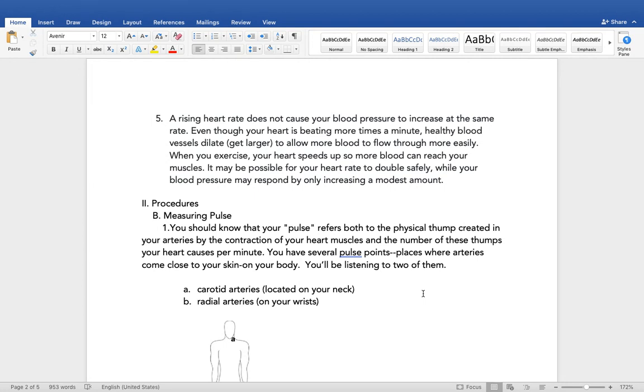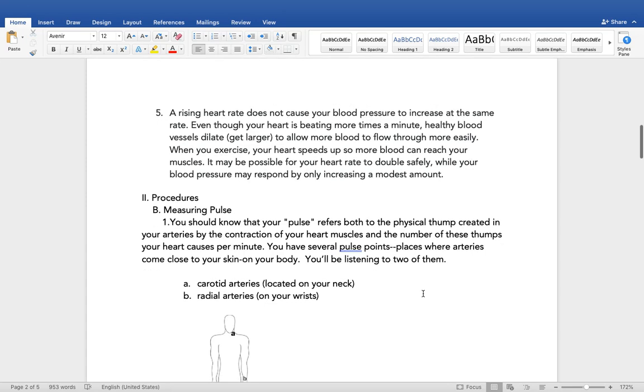Even though your heart is beating more times a minute, healthy blood vessels may dilate, which means getting larger, to allow blood to flow more easily. So remember, again, this is why the arteries have a structure that allows for a lot of flexibility, because they're constantly dilating and then contracting. When you exercise, your heart speeds up so blood can reach your muscles. It may be possible for your heart rate to double safely, while your blood pressure may respond by only increasing a small amount. All right, so let's look at procedures for the first part of the lab.